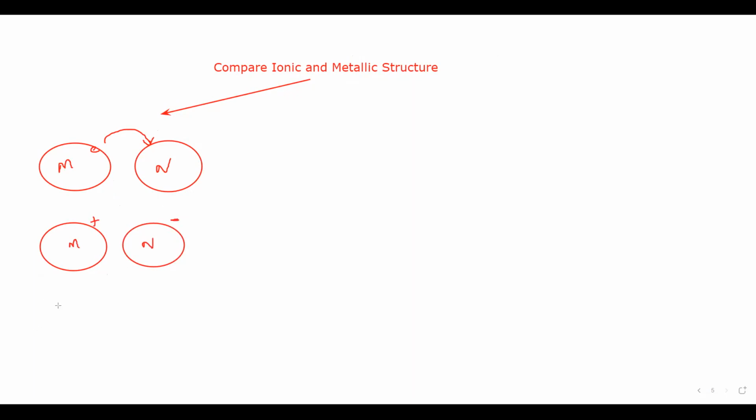And what is the structure? This is attraction between the positive and the negative ion, between the metal and non-metal ion. This attraction, we call that as ionic bond. And when we compare the structure of a metal with a non-metal, means ionic with metallic, in ionic, what is the structure? We have two types of ions present in the structure.